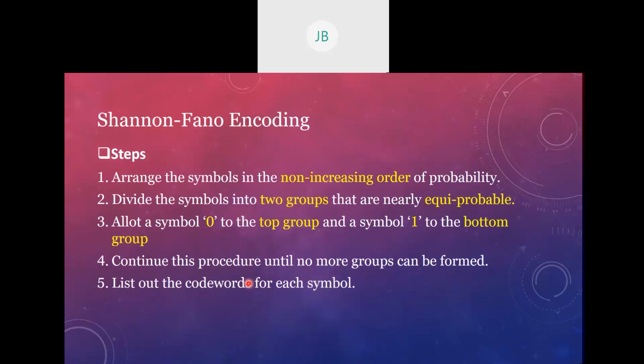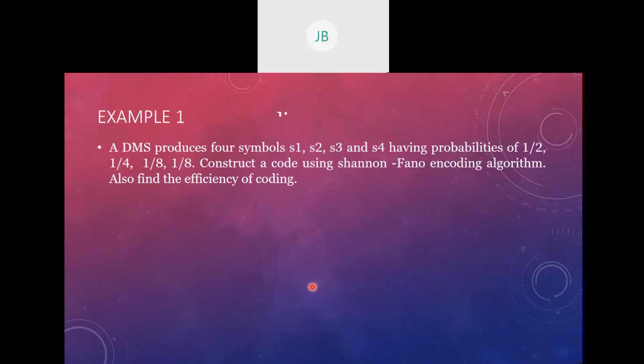So finally, whatever codes we get by assigning 0s and 1s to all those groups in each of the steps, that will be the code word for each symbol. So these are the 5 steps of Shannon-Fano encoding. These appear in general, but if we have an example, we would understand more in detail. So let us see an example here.